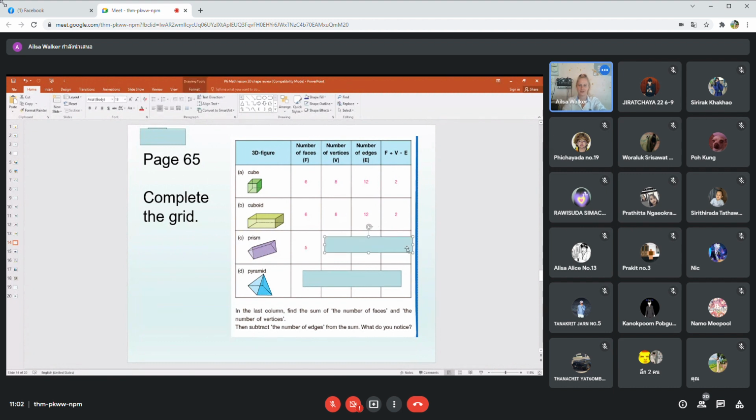How many vertices, please? There's 3 here, plus 3 more equals? 6. Yes, very good, 6. And last one, how many edges?